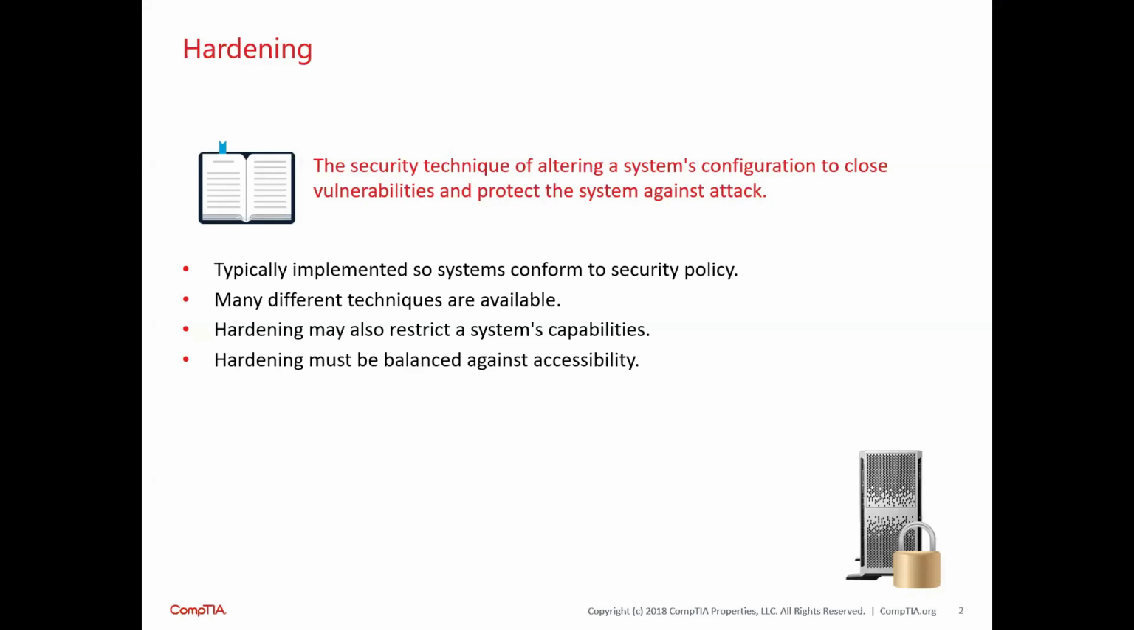Remember that when you do hardening, it might also restrict system capabilities. Meaning that some of the software or applications may not run correctly because of the tight or restricted system capabilities. You need to make sure that hardening is balanced against accessibility. Although you're doing the hardening to make sure that your servers are protected or secured, you also need to make sure that people can still access the software or the application smoothly.